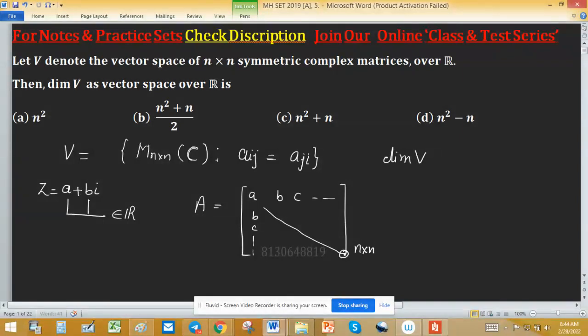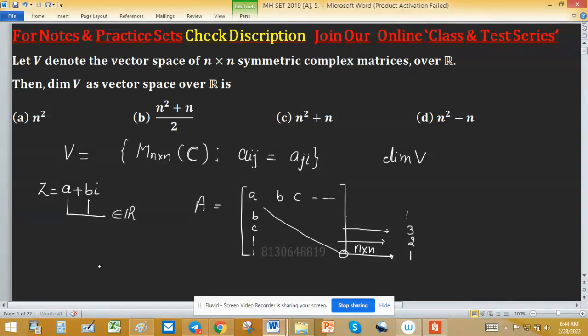So at this position you have one independent choice. At this row you have two independent choices, because the elements above the diagonal and below the diagonal are the same. So you can consider either below the diagonal or above the diagonal. We are considering the elements above the diagonal. So at this row two independent choices, and the row above, three independent choices, and so on.